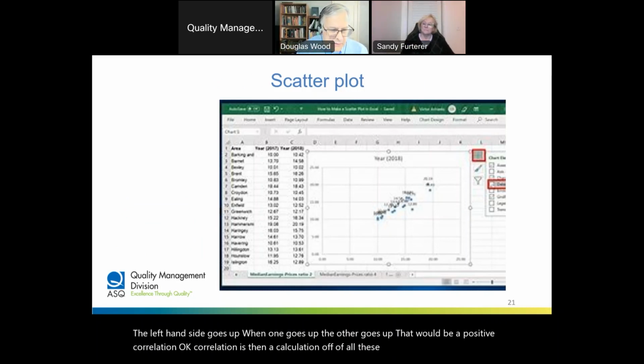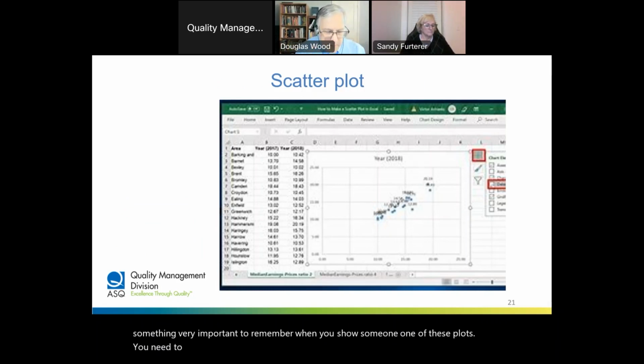Okay. But there's something very important to remember. When you show someone one of these plots, you need to always say that correlation does not mean cause and effect. You have to say that. Because you know what? They're going to think that. Next, Sandy.